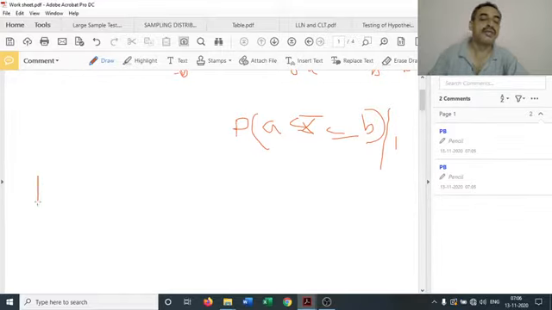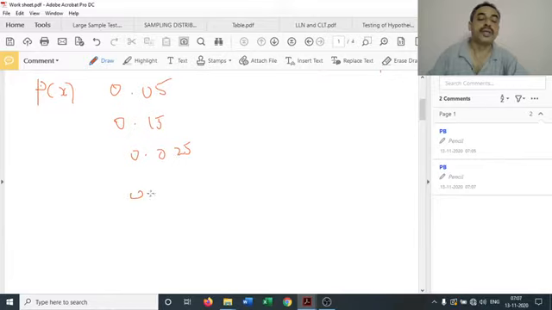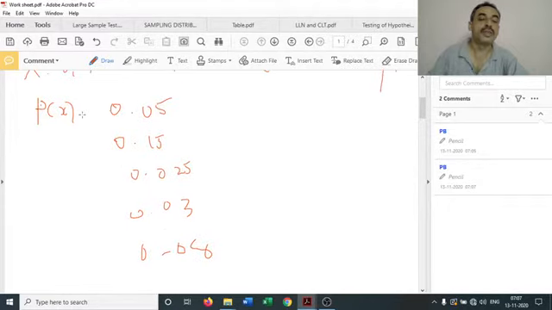For example, if you are given that x is a random variable with values 0, 1, 2, etc. up to 10, and the probabilities are like 0.05, 0.15, 0.25, then some P, 0.03, 0.08, etc. It goes like that. So here this is the probability of 0, this is the probability of 1, 2, 3, 4, etc.